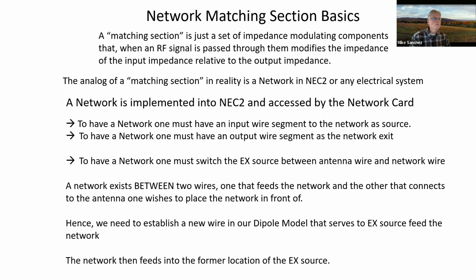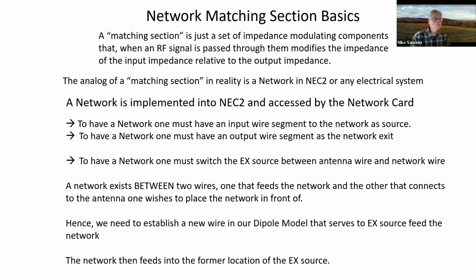To have a network, one must switch the EX source between the antenna wire and the network wire. So when the EX source is on the antenna, the network is inactive. And when the EX source is on the network card, the matching section is active. A network exists between those two wires. You won't be able to see it, as I'll show you. And one that feeds the network and the other that connects to the antenna, whatever that's supposed to say. I think I've already said it.